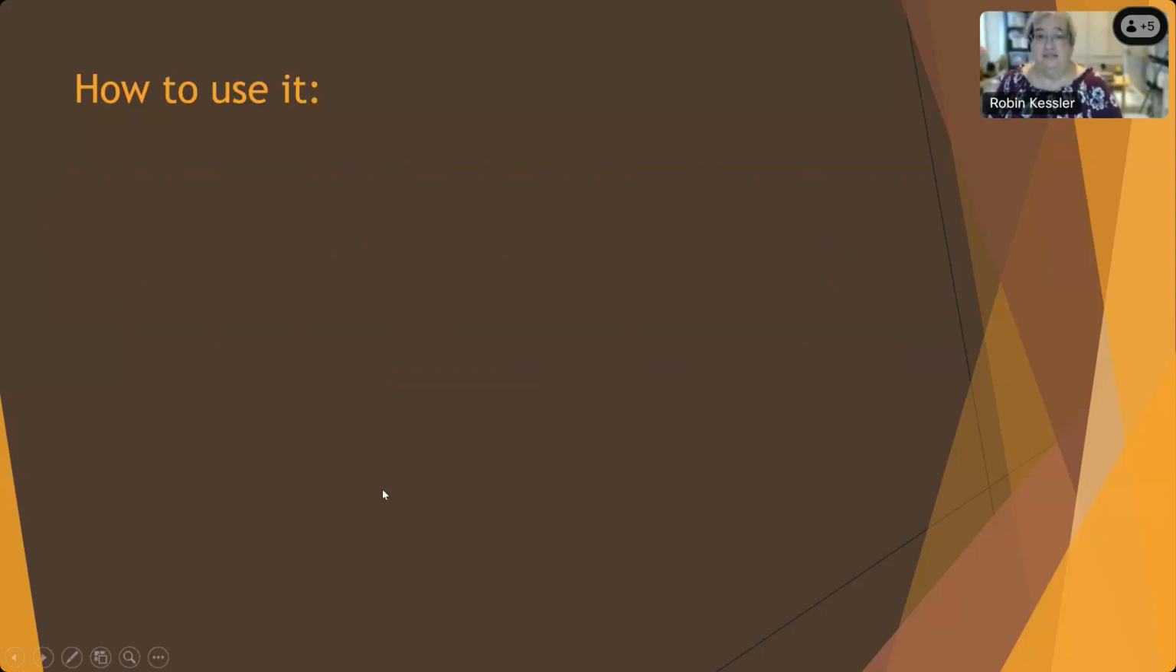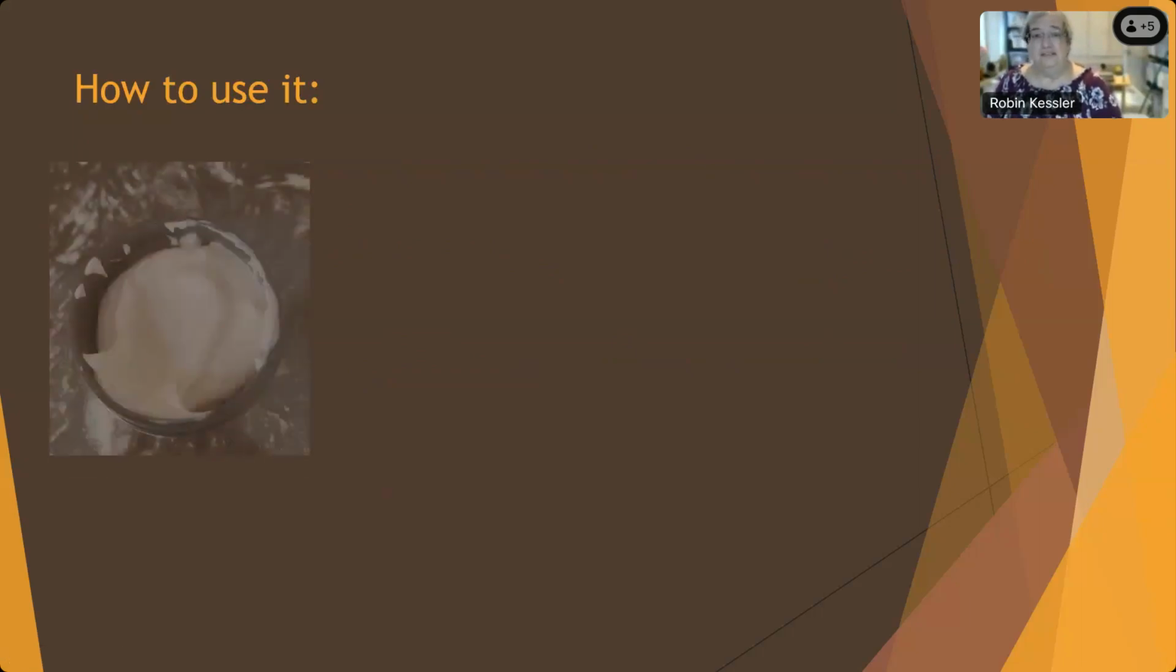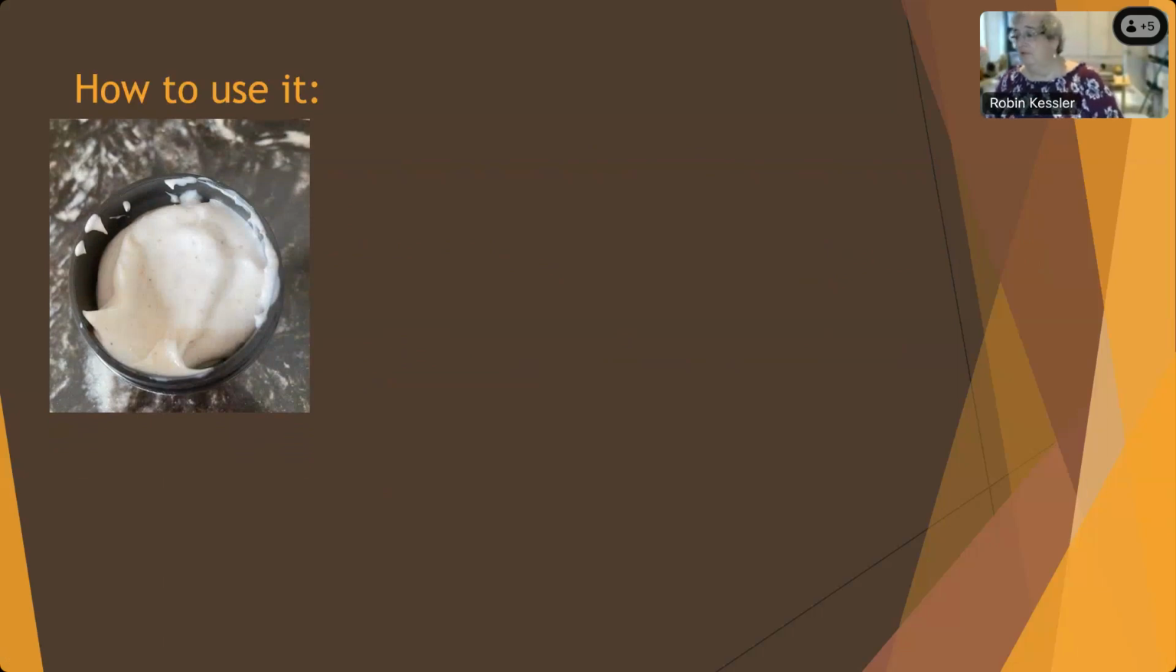So how to use it? The first way to use it is in a cream. Now, this is what it looks like. It is a powder. As you can see, I am showing it to you as a powder. I put it in a Pyrex dish so you can actually see what it looks like. It is a powder, and it can be made into a cream.